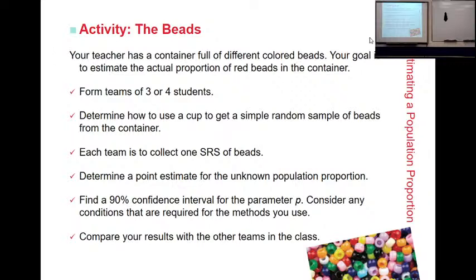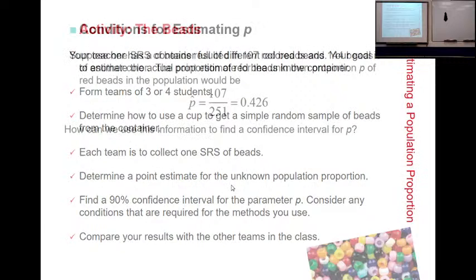I do not have a jar of beads to actually do this, so we're not going to actually do the activity. But that's what this example for the next 4 or 5 slides is going to be based on. So we are estimating a parameter, P, which is going to be the actual proportion of beads in the jar that are red. That's our population parameter. We're using P instead of P hat because we're talking about the population. All right, let's keep going here.